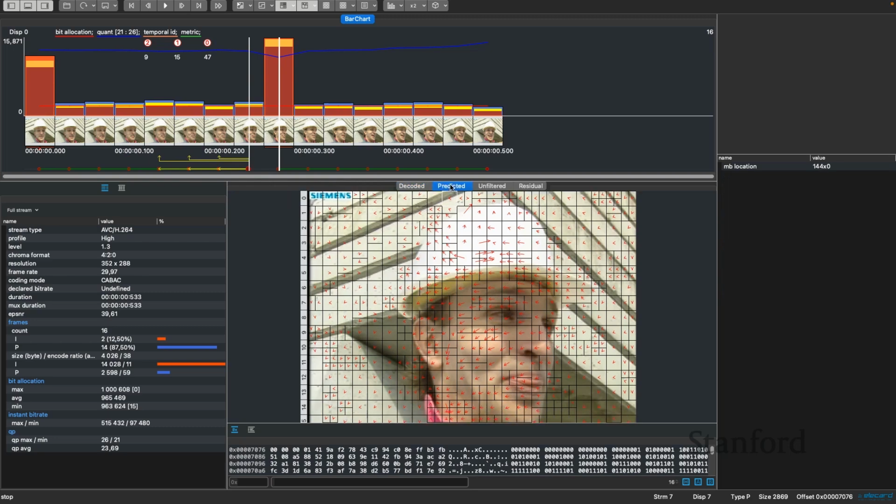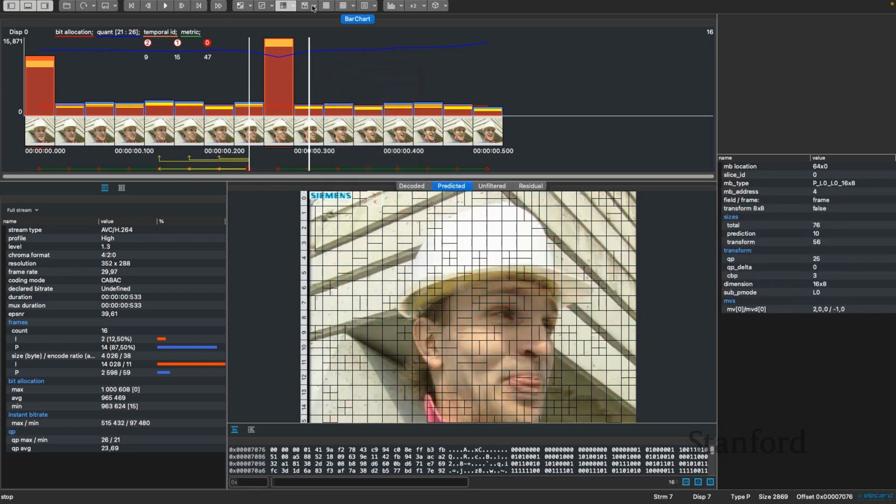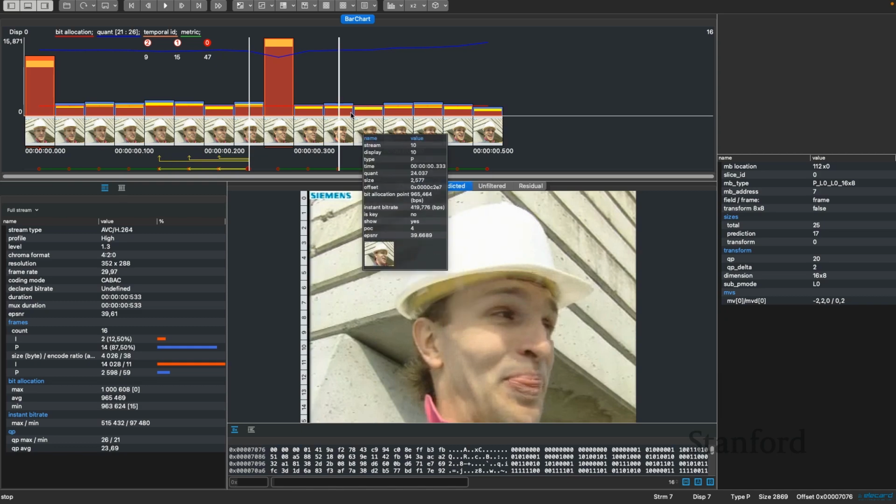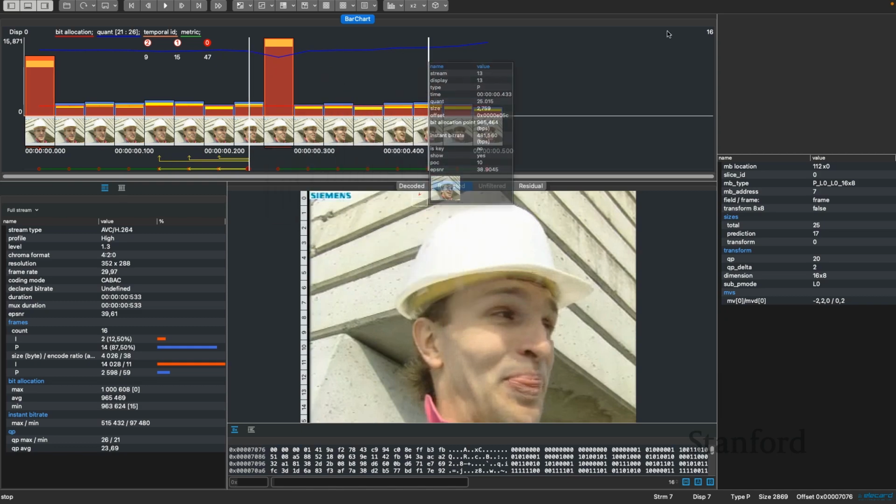I also wanted to show the predicted. Okay, one second. Yeah, so here it's showing the decoded. At the same time, it's also showing the predicted frame, right? I think you should be able to see some of the difference. The predicted is the prediction from the previous frame, the motion compensated frame, right? And you see some differences.